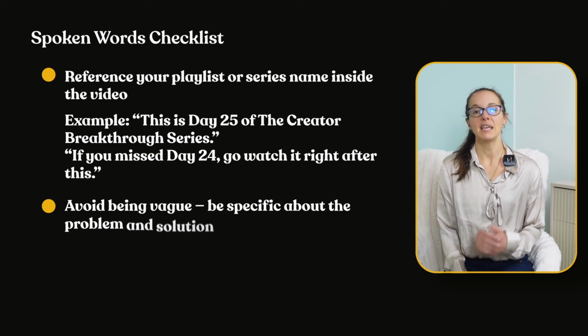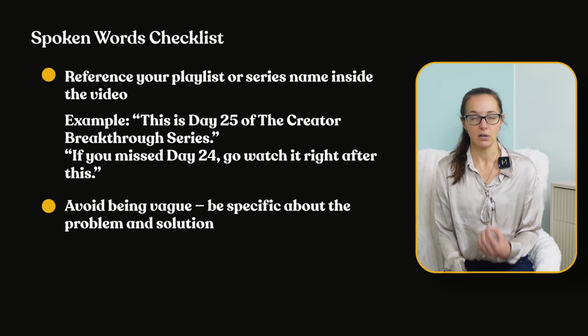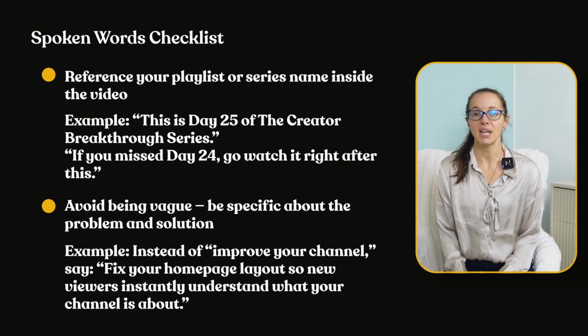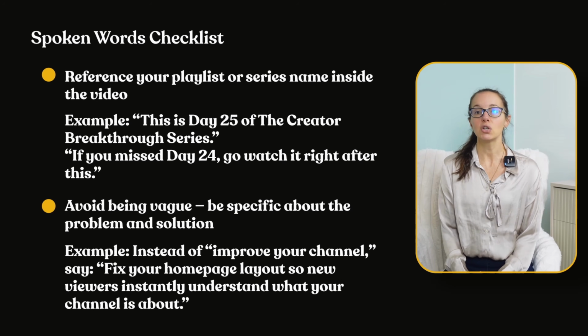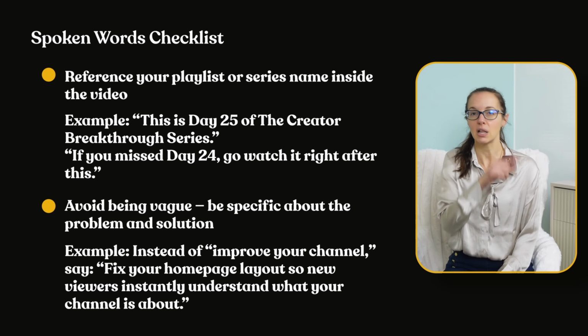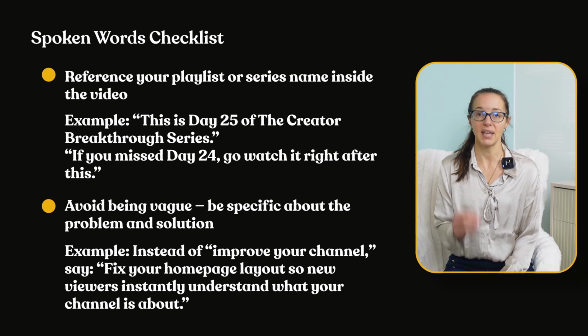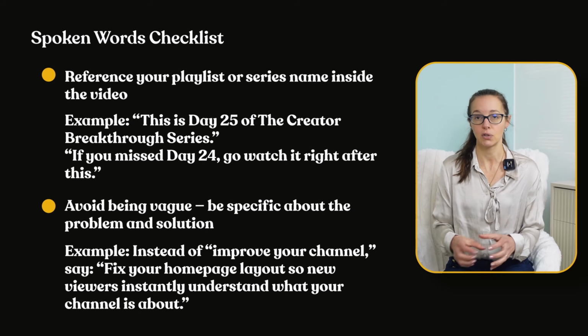And also avoid being vague. Be specific about the problem and solution you're speaking about in your videos. For example, instead of saying improve your channel, say fix your homepage layout so new viewers instantly understand what your channel is about. There's a lot more keywords in that sentence than the previous one, and it will help with SEO and targeting the right audience for your videos.